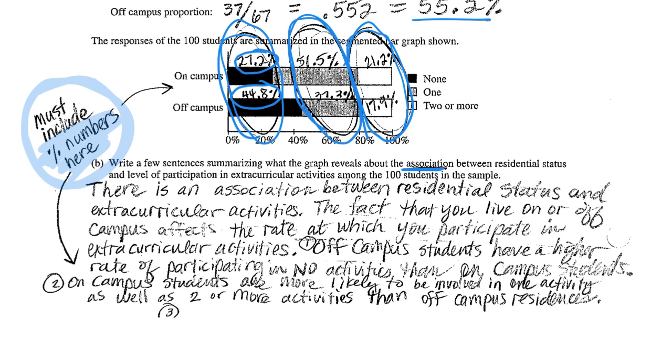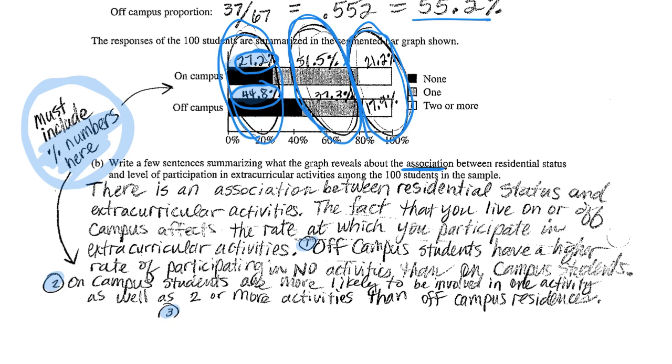So I have number 1, off-campus students have a higher rate of participating in no activities than on campus. And then I should have compared 44.8% to 27.2%, but I didn't write that in there. So I probably would have gotten marked off for that. Okay, statement number 2. I even numbered my statements here because I wanted to show you that I had all 3 of those.